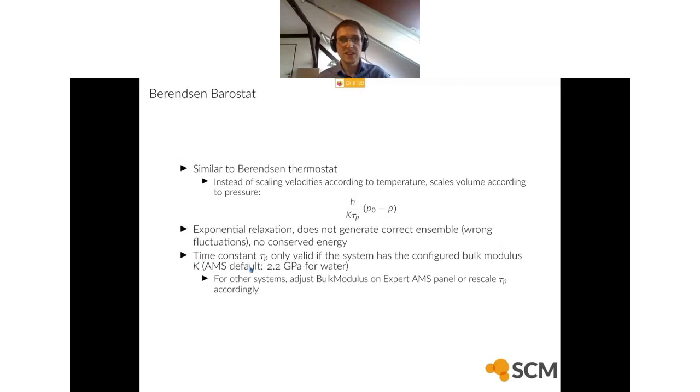In contrast to the thermostat, this time constant, tau p, is only valid if the system has a particular bulk modulus, because there's this product of K times tau p in the denominator here. In AMS, we default to 2.2 gigapascals, which is the bulk modulus for liquid water. If your system is very different from liquid water, you should either adjust the bulk modulus input parameter on the expert AMS panel in the GUI, or you will have to rescale the tau p accordingly to compensate, to actually make the time constant correspond to some time.